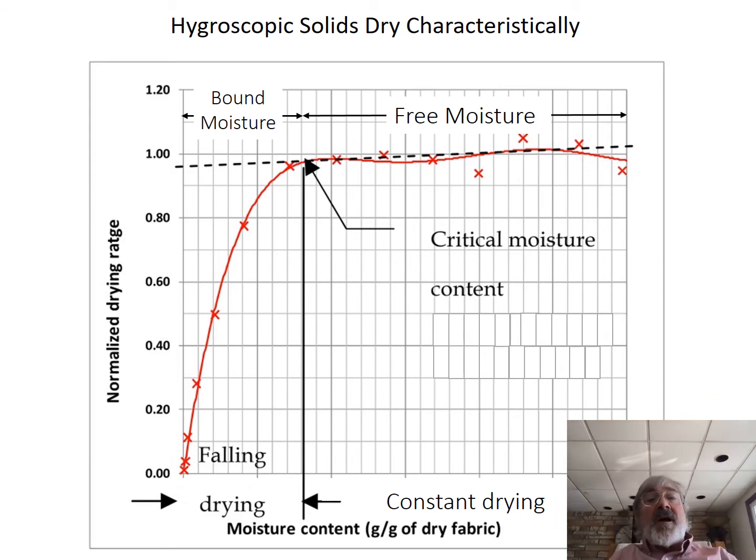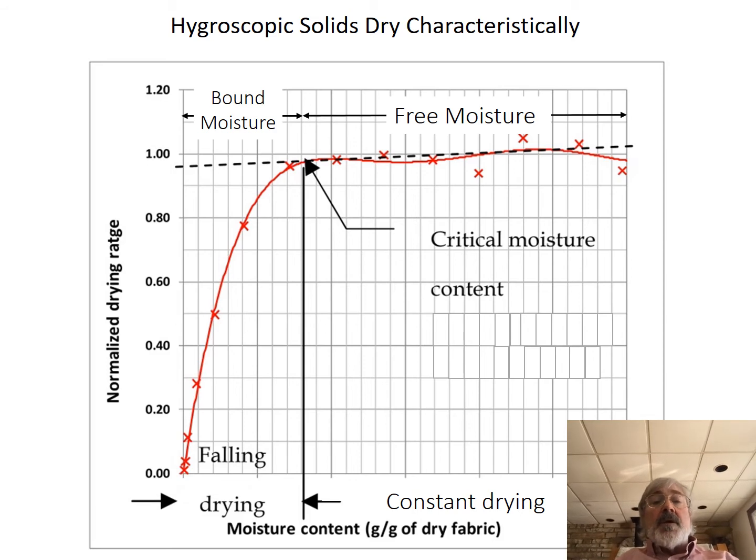The thing about hygroscopic solids is they have characteristic rate of drying curves. So this is a characteristic rate of drying curve. On the y-axis, you have what's called the normalized drying rate, and on the x-axis, you have the dry basis moisture content. So on the x-axis, moisture content's increasing, okay? So if I'm drying, then I'm always moving from the right to the left.